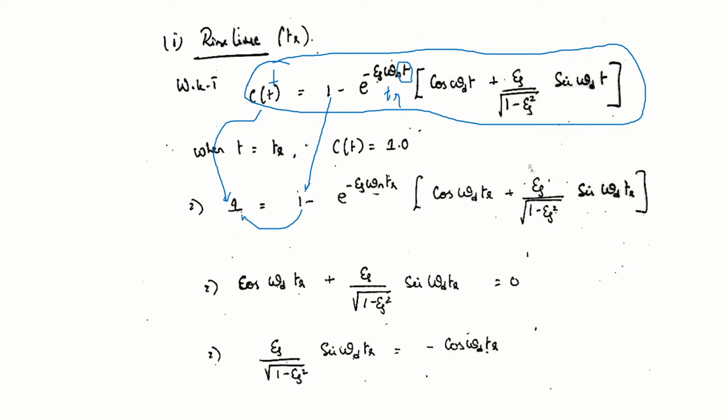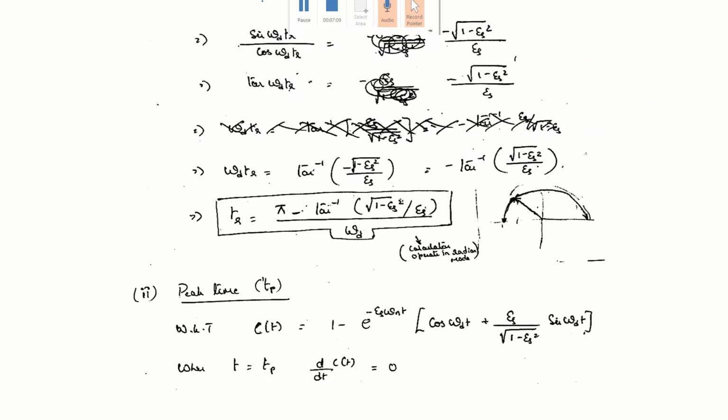So this 1 minus 1 will become 0, 0 divided by this will become 0. Then we will get cos omega d tr plus zeta by root 1 minus zeta square sin omega d tr equal to 0. Okay, move it to the right hand side. Then divide. You will get tan omega d tr is equal to minus root of 1 minus zeta square by zeta. Then omega d tr is equal to tan inverse of minus root of 1 minus zeta square by zeta, that is minus tan inverse.